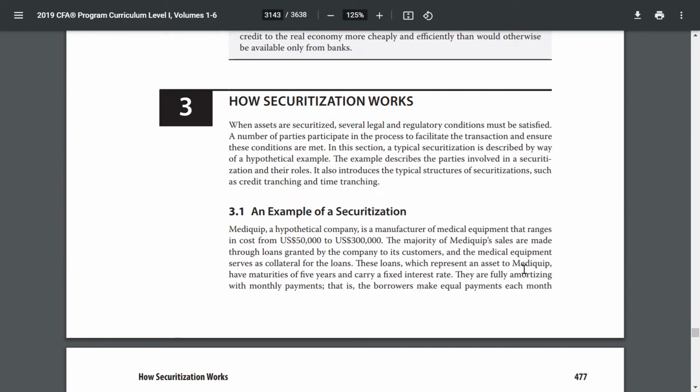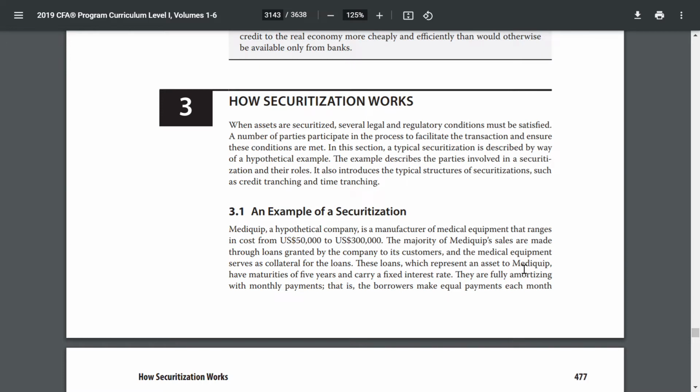How securitization works. When assets are securitized, several legal and regulatory conditions must be satisfied. A number of parties participate in the process to facilitate the transaction to ensure these conditions are met. In this section, the typical securitization is described by way of a hypothetical example. The example of the parties involved in securitization and their roles also introduces the typical structure of securitization, such as credit tranching and time tranching.